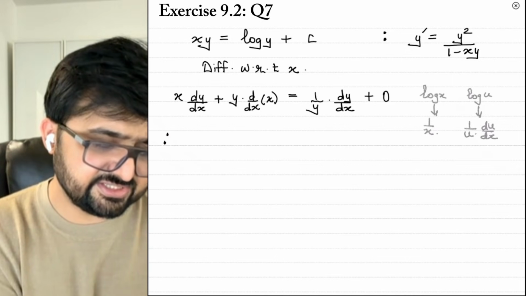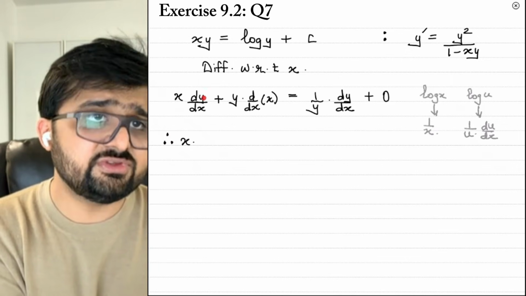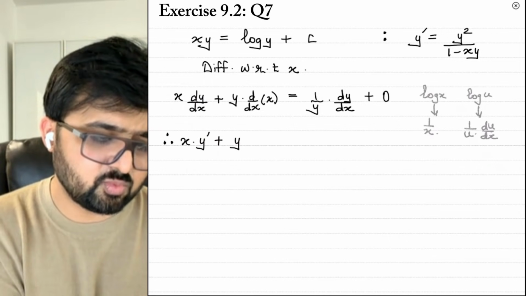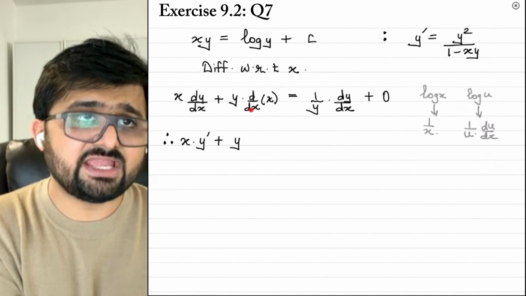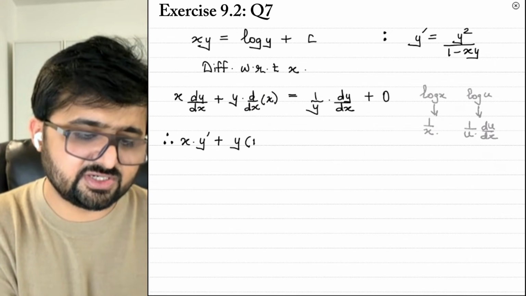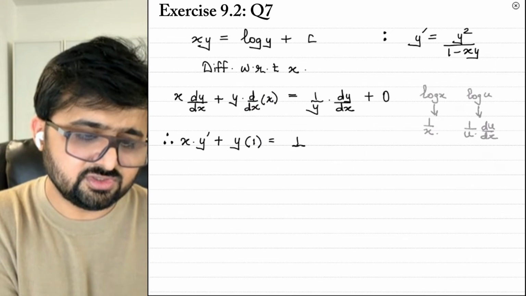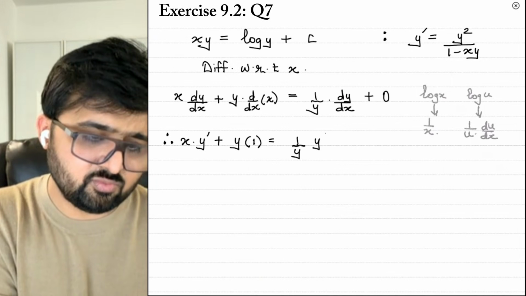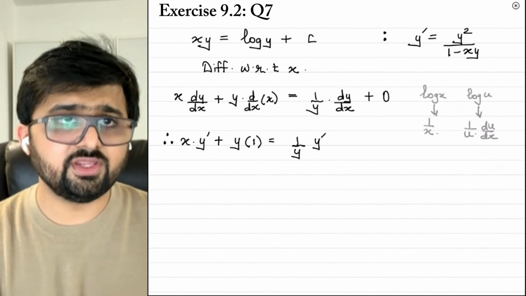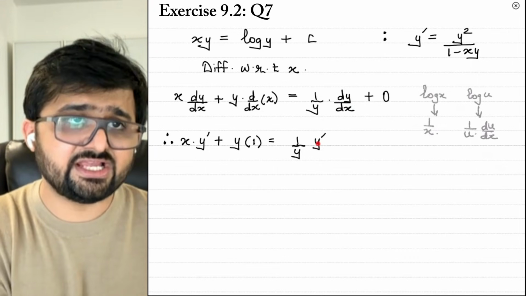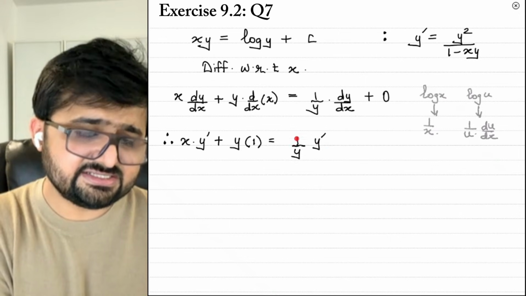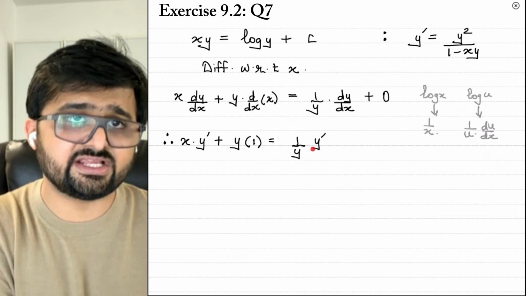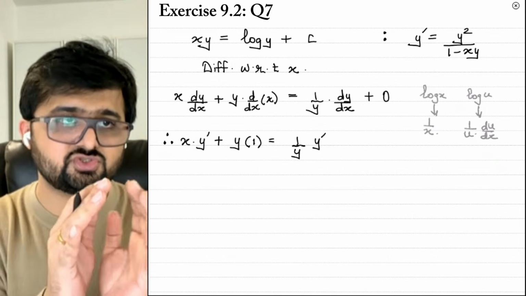Let us simplify this a little bit. We know dy by dx is nothing but y dash. So we get x y dash plus y, since the derivative of x with respect to x is 1, is equal to 1 over y times y dash. Now in order to get y dash, note that there are two y dash terms. There is this y dash term and there is this y dash term. Let's take those y dash terms together.